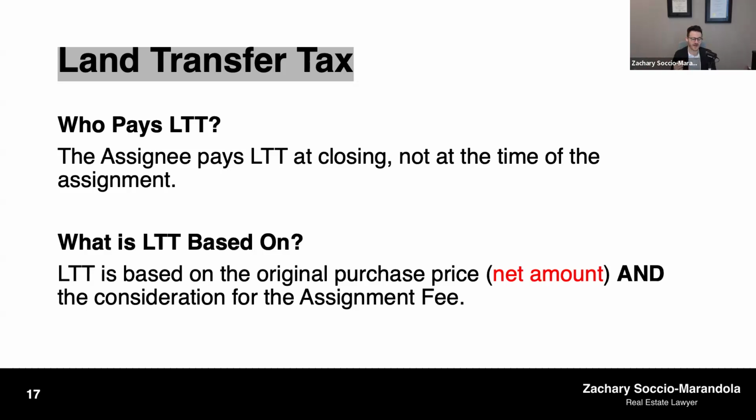And remember, land transfer tax is based on consideration. So you take the net amount. You're not paying land transfer tax on the tax or the HST. You pay land transfer tax on the net amount and the consideration for the assignment fee, so usually that profit. So in our case, it would be the 565 plus 24 divided by 1.13, and then add 100,000. And that's your total consideration. That's what the buyer is going to be paying land transfer tax on.